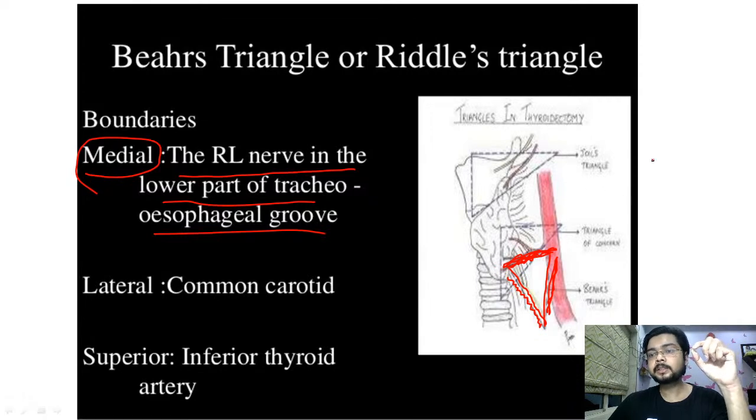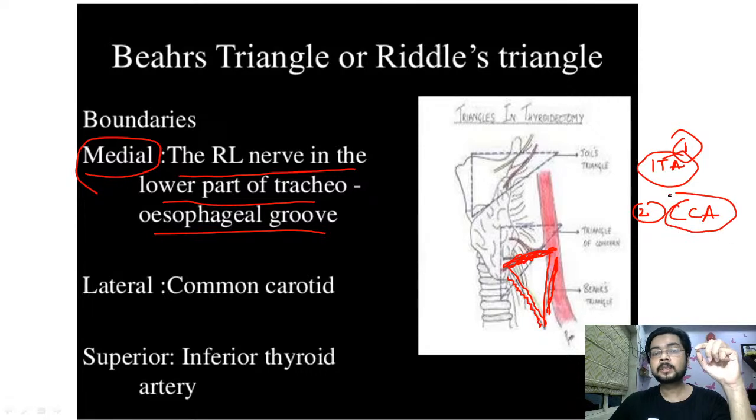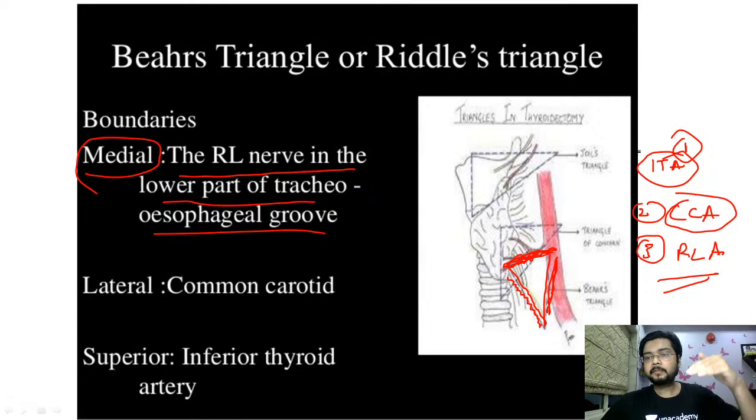During surgery, you first need to identify the inferior thyroid artery. Okay, this will be your first landmark. Second will be identifying the common carotid artery. Now as two borders have been identified, you will search for the third boundary, that is the recurrent laryngeal nerve. So if you find the inferior thyroid artery and common carotid artery, which are easier to find, you know that the recurrent laryngeal nerve will be somewhere medially located, and then you can identify the nerve and preserve it.